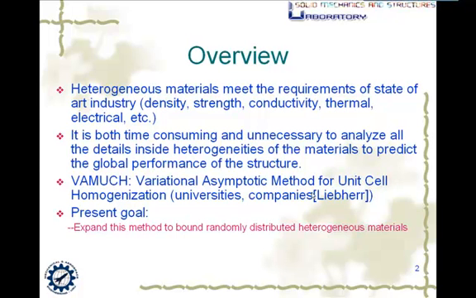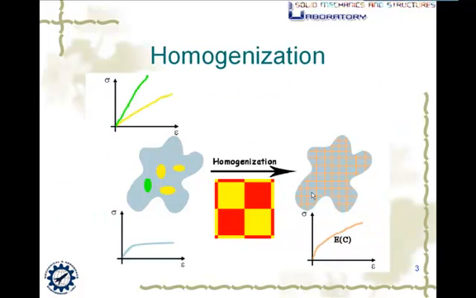Variational Asymptotic Method for Unit Cell Homogenization, which is VAMUCH, has been demonstrated as an efficient method for periodic deterministic heterogeneous materials and is used by hundreds of researchers and some companies. The goal of the present work is to expand this method to bound random heterogeneous materials and add a new ability to the VAMUCH code.